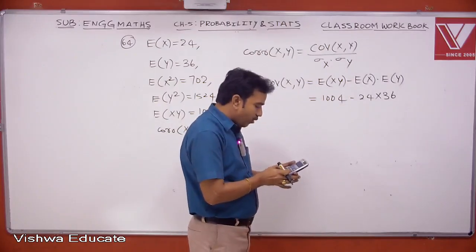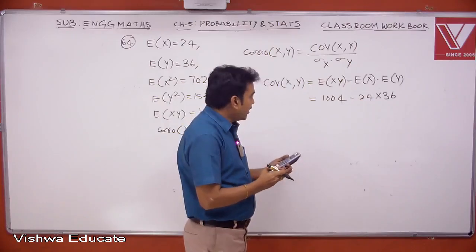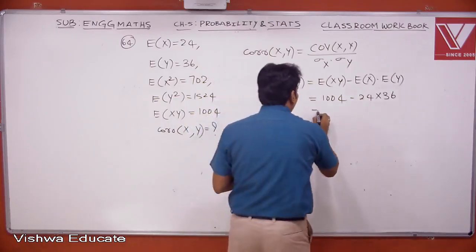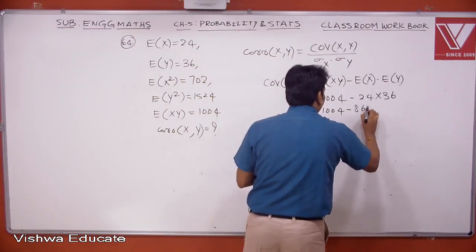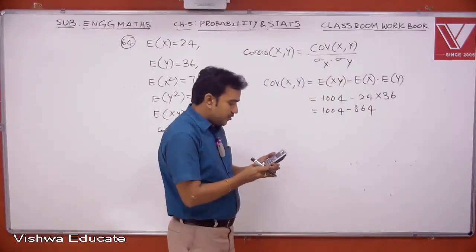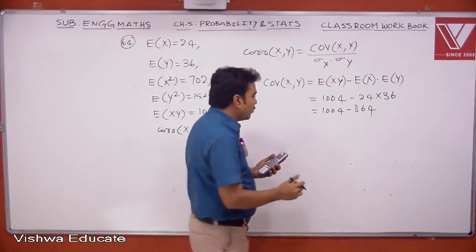Let me check what 24 times 36 is. This is 864. So 1004 minus 864. Now let us check this. This value is 140.